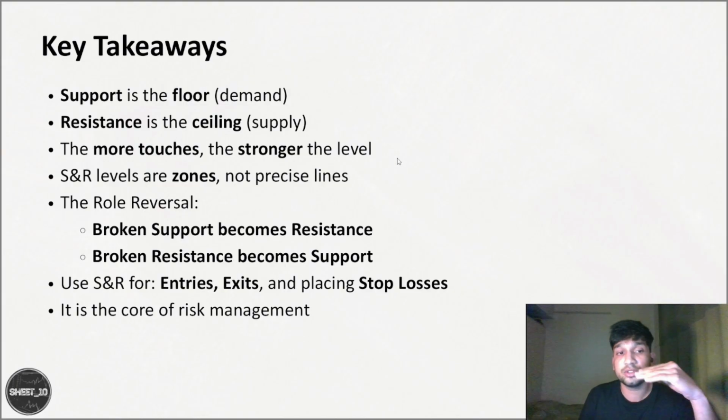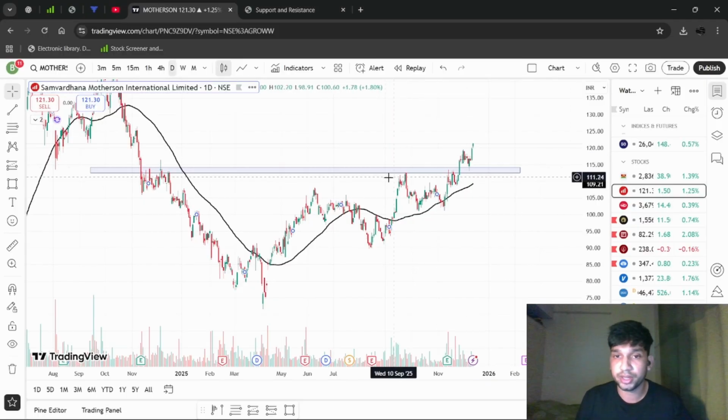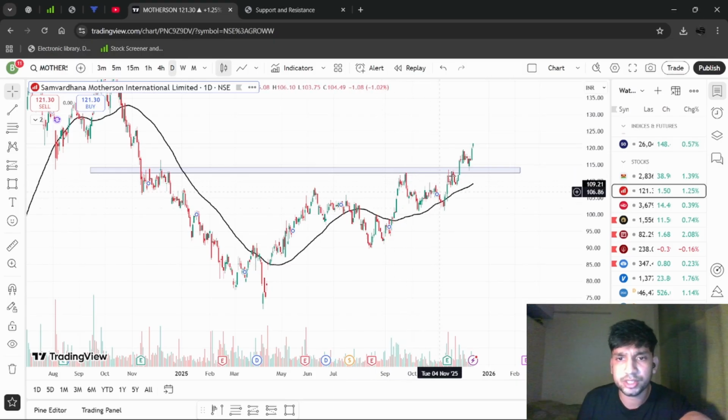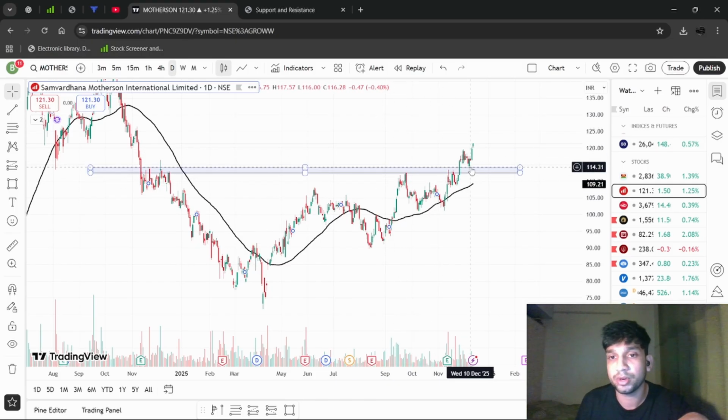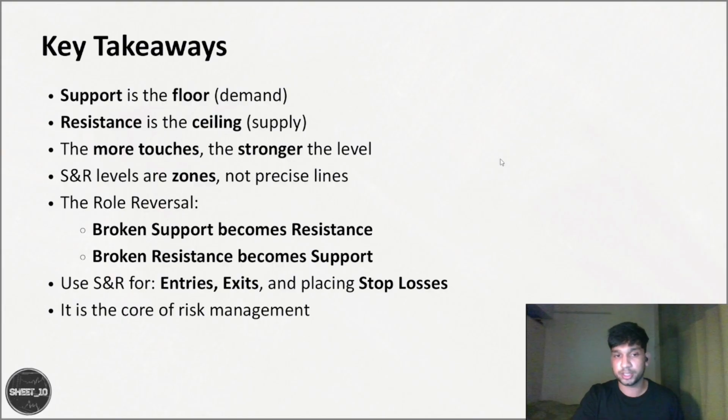Okay. Again, broken support levels become resistances and broken resistance becomes support. This we saw in Motherson again. Here, this was a resistance. The resistance was broken. It came down and became a support. This is what this explains. Also, one of the most important uses are entry, exit, and placing stop losses.